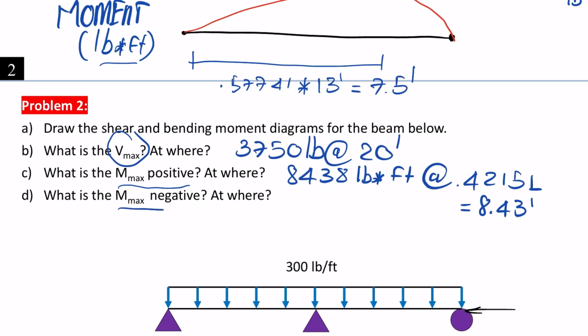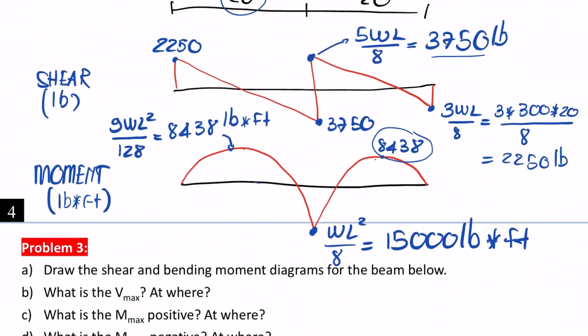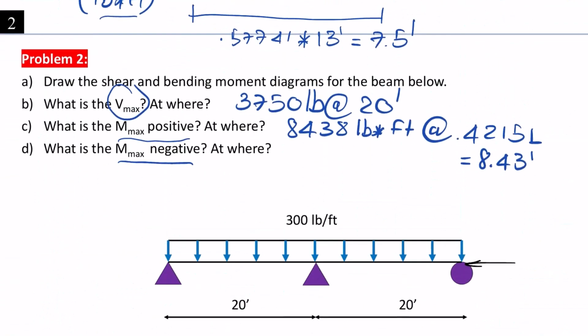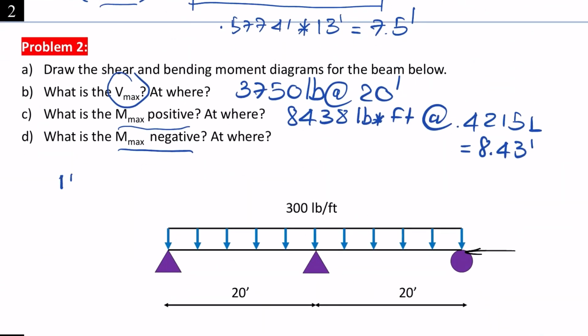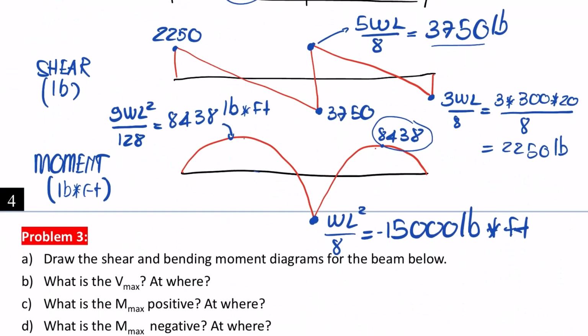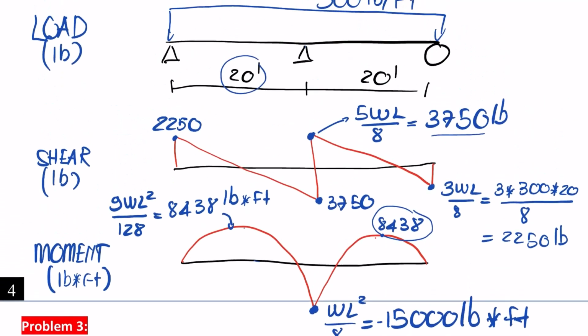Now let's check the Mmax negative. Negative means below the beam. That is this one. This one is actually negative. So Mmax negative is 15,000 pound foot. And where? This one is at the middle of the beam, so it's at 20 feet.